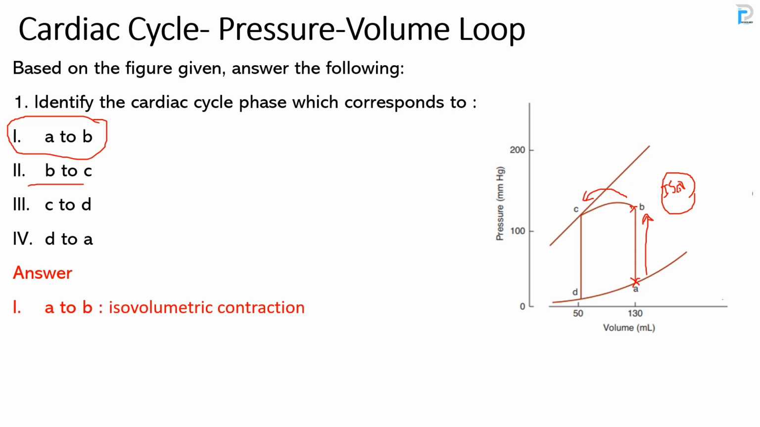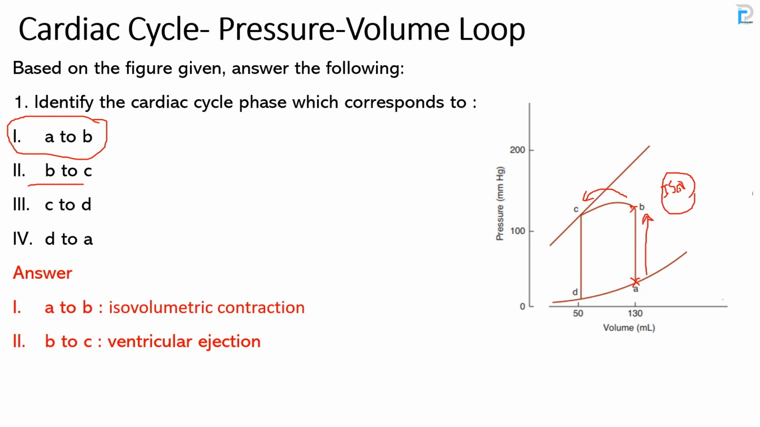So in this phase the ventricle is contracting and ejecting blood out into the aorta, so that corresponds to the ventricular ejection phase. So B to C is the ventricular ejection phase, where the blood is coming out from the ventricle. So the ventricular volume, the blood in the ventricle, will be decreasing. So B to C is ventricular ejection.